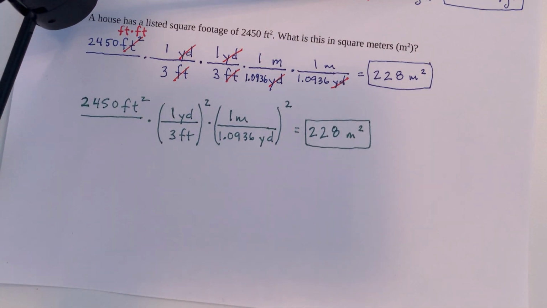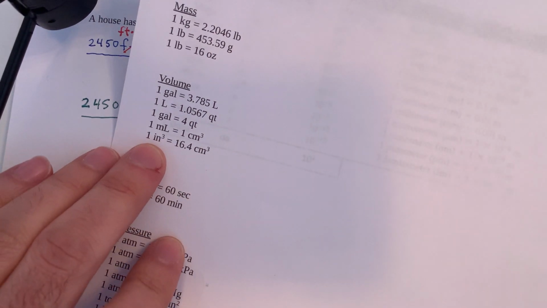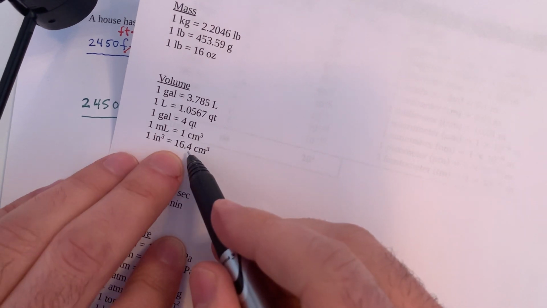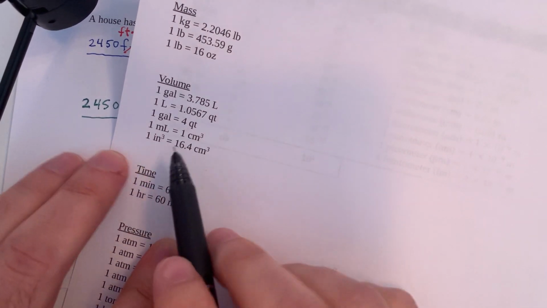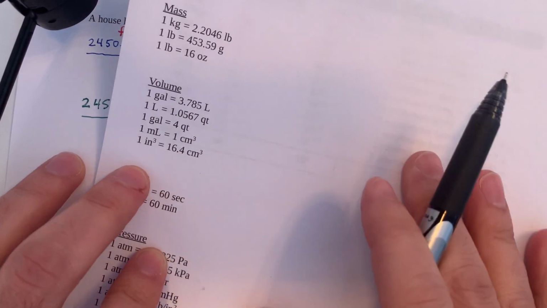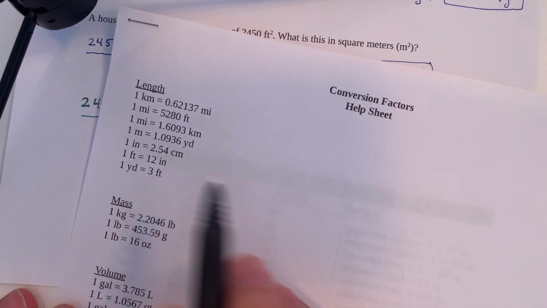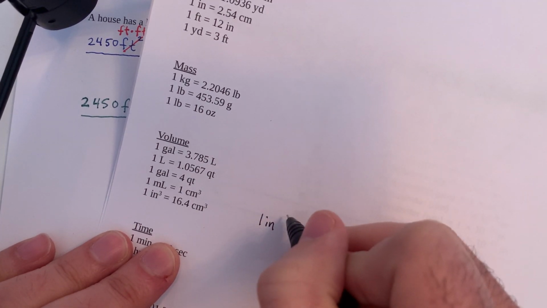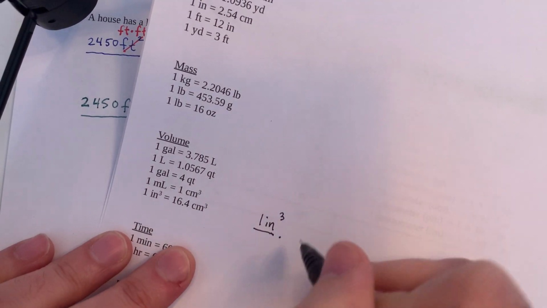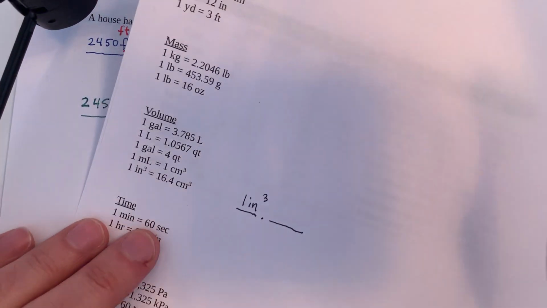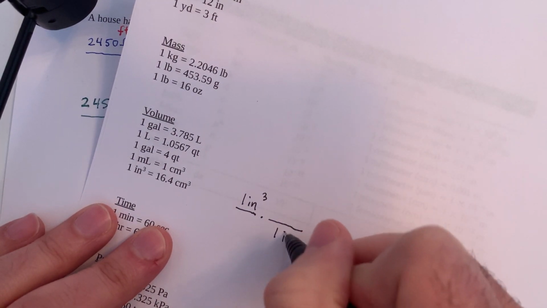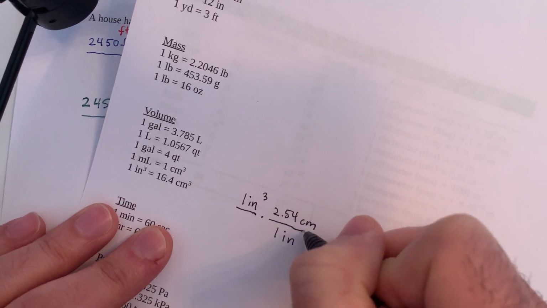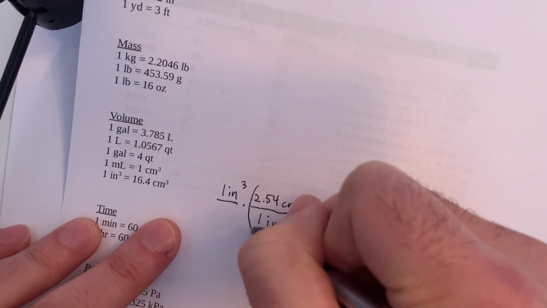One last little thing: if you look at this and you see, for example, 1 inch cubed equals 16.4 centimeters cubed, those have already been cubed. I can show you this. See how 1 inch is 2.54 centimeters. If I take 1 cubic inch and turn that into cubic centimeters using the one from up here, 1 inch and 2.54 centimeters, and then I cube the whole thing.